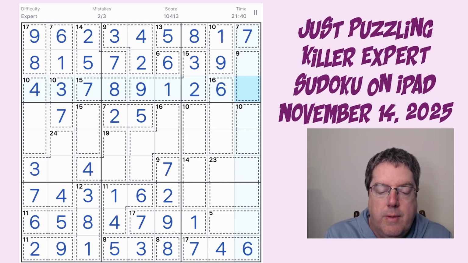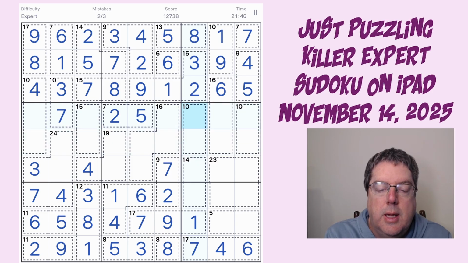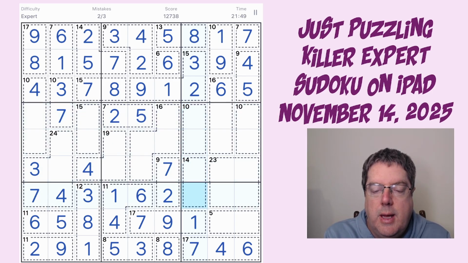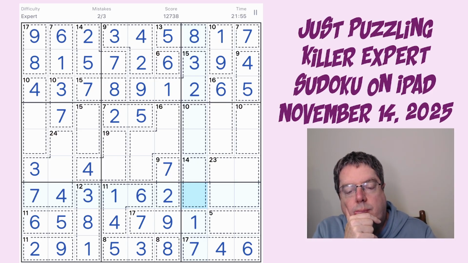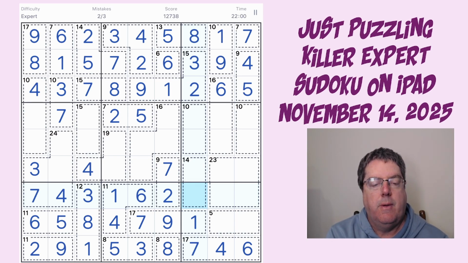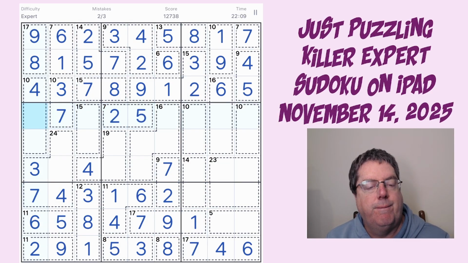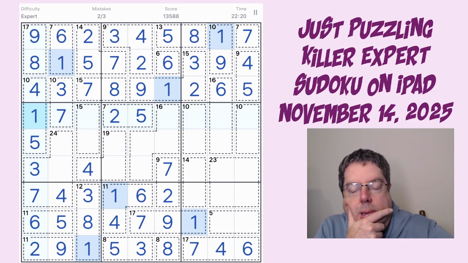This has got to be a 5, leaving this to be a 4. Alright, so 4 and 6 are here. 9 and 5 are there. And 3 is still not helping me. 9 and 5, so 8 and 2. This can't be a 5, so this is a 5 here, leaving this to be a 1. 1 and 9's there apparently.